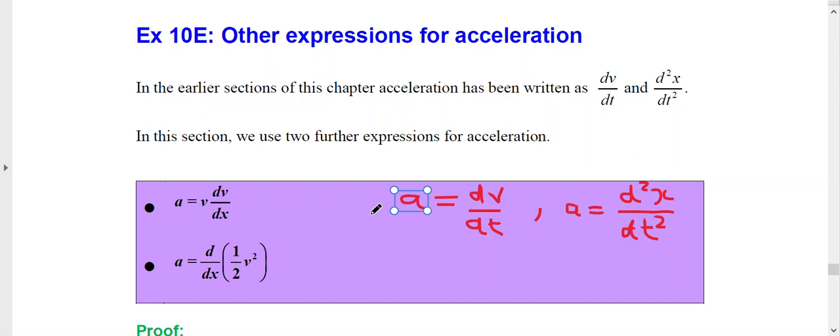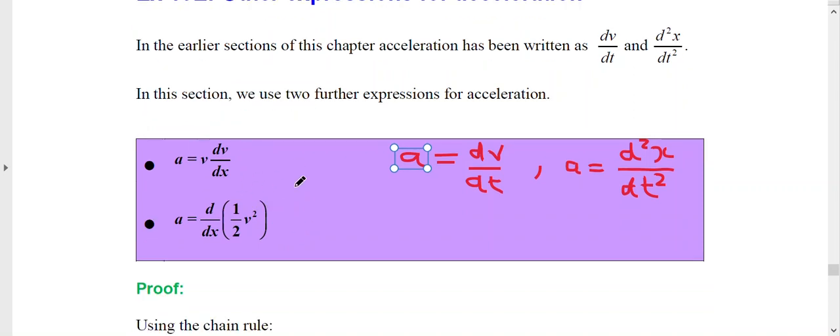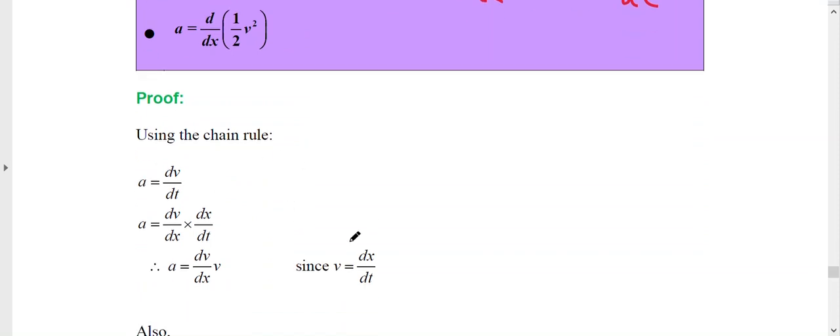other expressions for acceleration. So they're listed here in this purple box. Acceleration equals v multiplied by dv dx, and the other expression we're going to look at is acceleration equals d dx of a half v squared. Okay, so realistically now we actually have four expressions for acceleration, the two in red and these two new ones here. The proof of where these two new formulas come from is written below here.